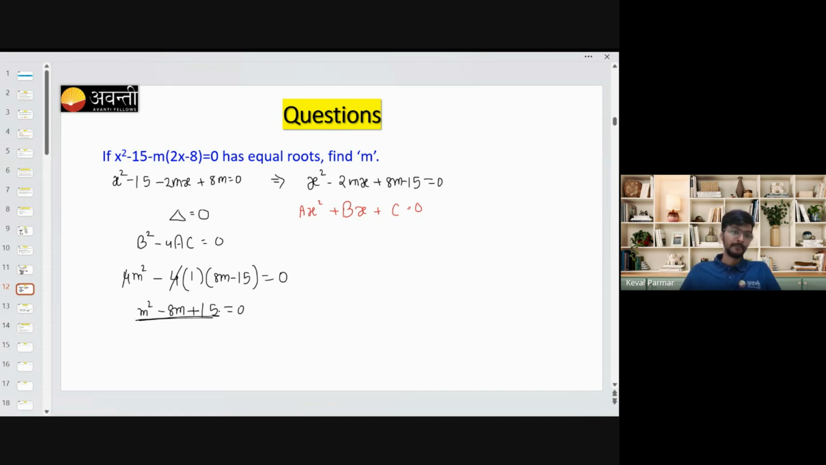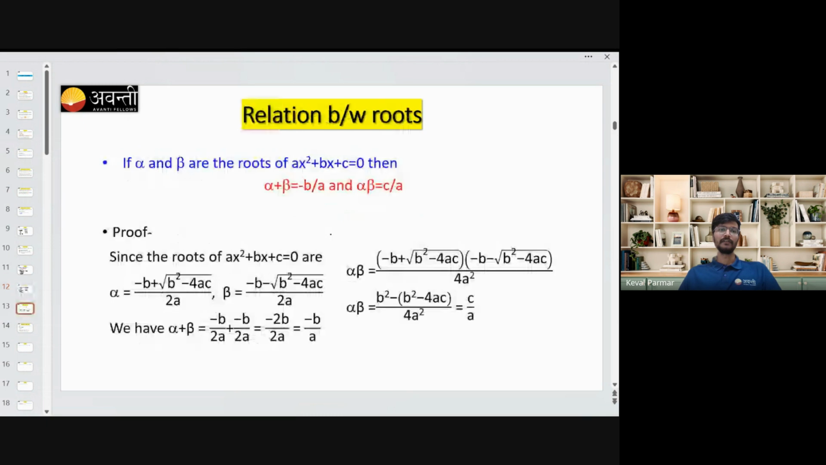He left. So here we can factorize it. (m minus 3) into (m minus 5) equals 0. So we got the two values of m equals 3 and 5. m equals 3, 5 are the roots of this equation. Let's see what we have next.